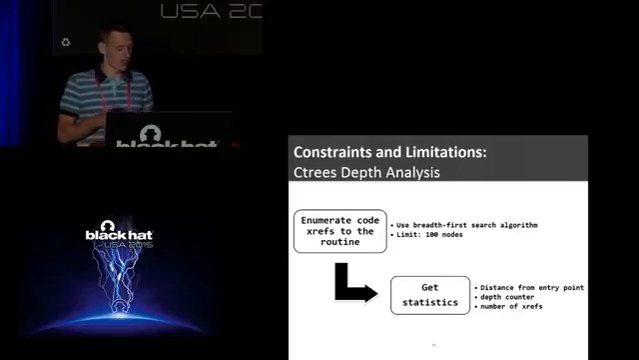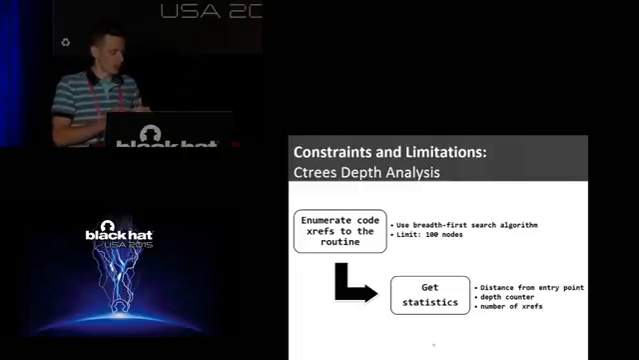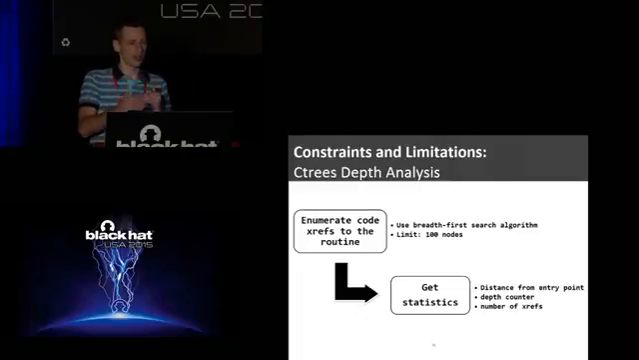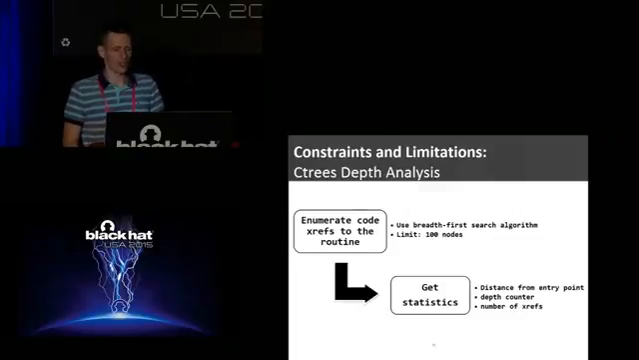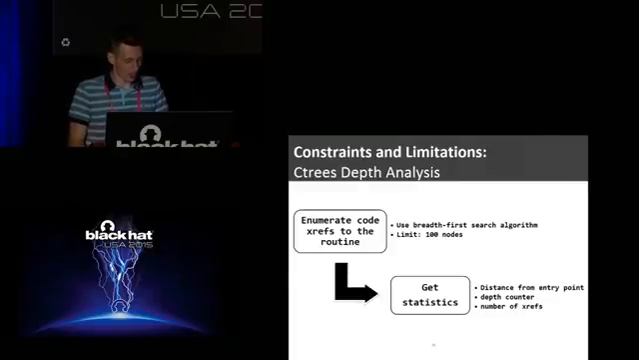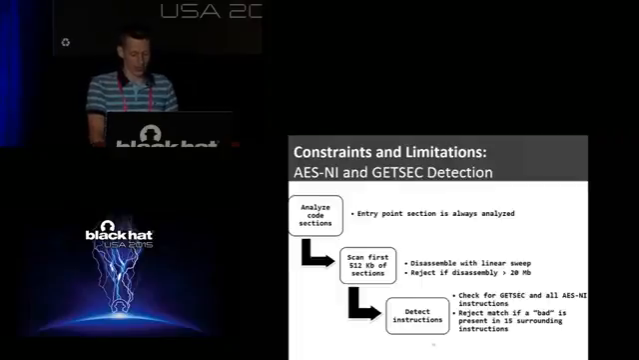We were also doing a C-tree depth analysis to find, okay, we have a C-tree, how deep it is from the entry point. So we were enumerating cross-references recursively until we reach the entry point, or we reach a limit of 100 nodes. And we were using a breadth-first search graph traversal algorithm. And then once we obtained these, we were dumping some statistics like distance from the entry point, depth counter, and number of the cross-references.